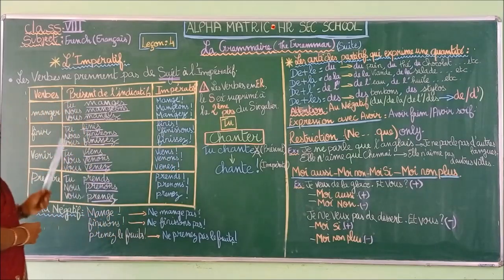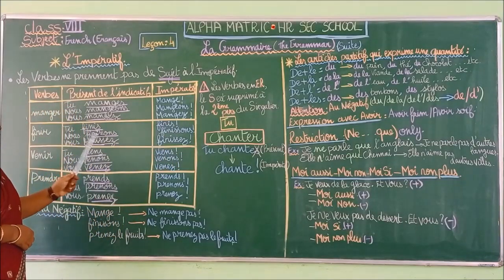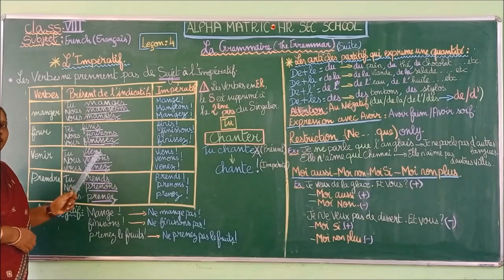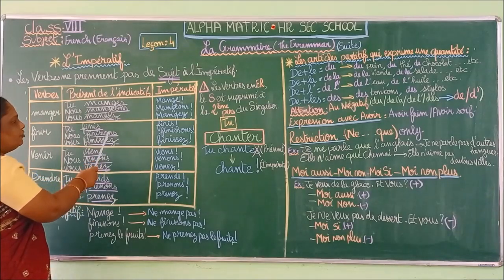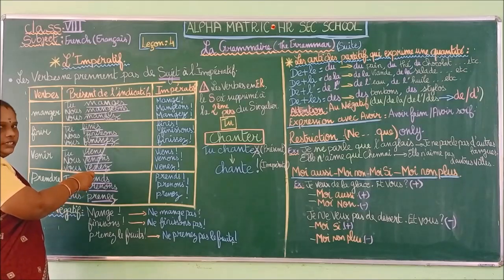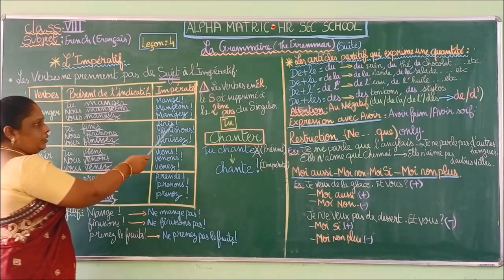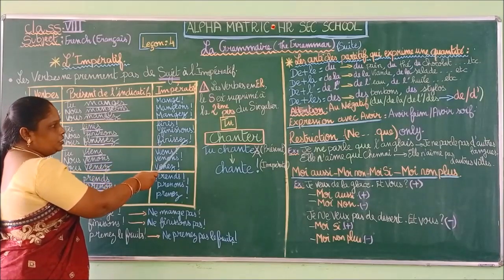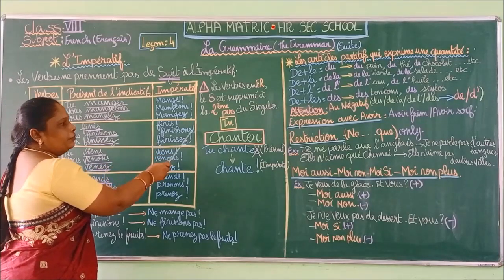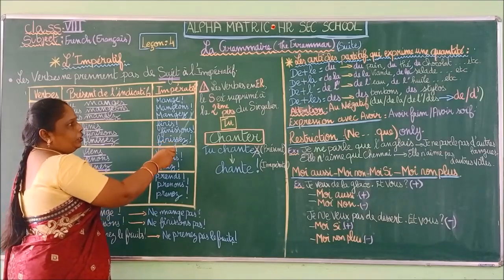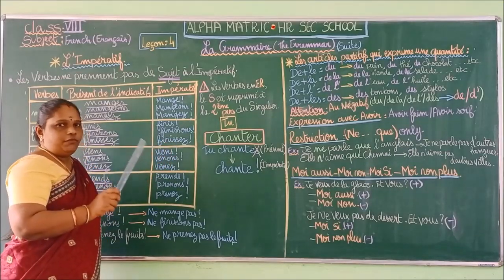Next one, vous avez le verbe finir. So nous avons pris le verbe finir au présent de l'indicatif. So we have the finir verb in present tense. Then we are going to cancel the subject and write the verb in present tense and add the exclamation mark for the imperative. So it is very important to put the exclamation mark.